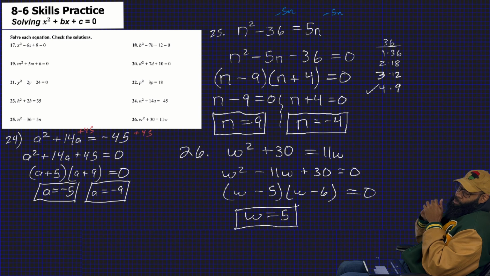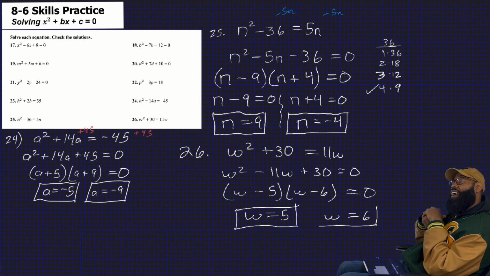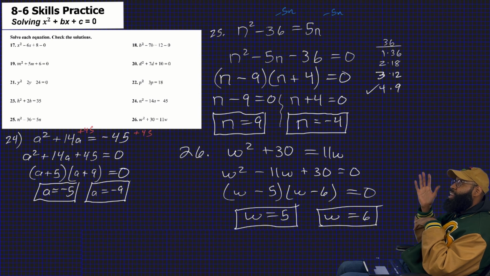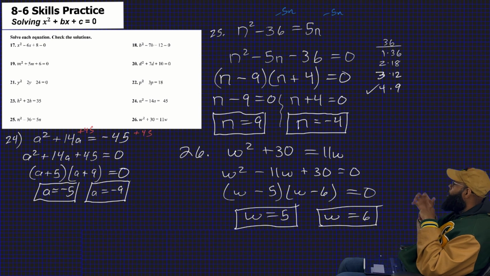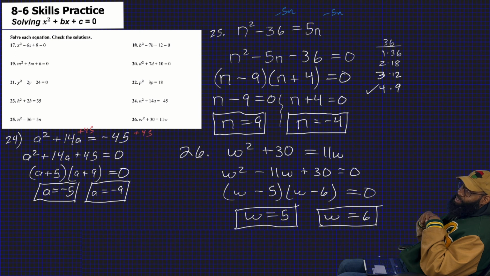6 times 5 gives me 30. But 6 plus 5 gives me a positive 11. So therefore, again, I'm recognizing w minus 5, w minus 6. So therefore, my answers will be positive because solving the one step after the zero product property will give me w minus 5 equals 0. So w must equal positive 5. And of course, w minus 6 equals 0. So therefore, w would equal positive 6.